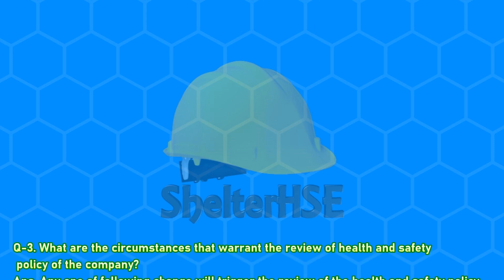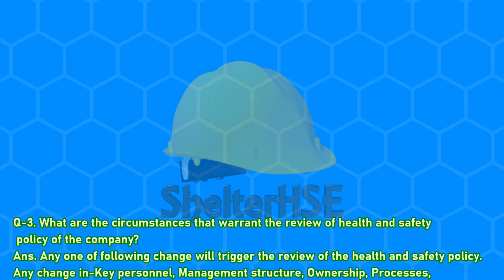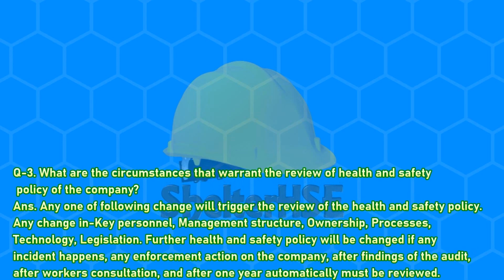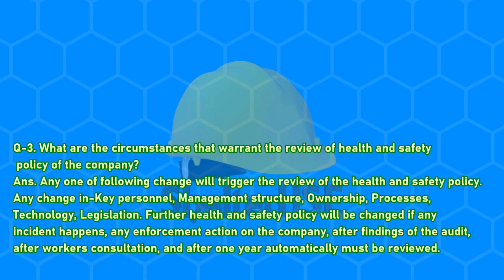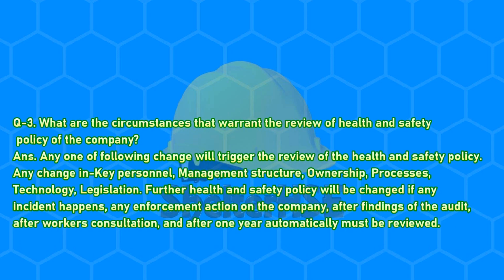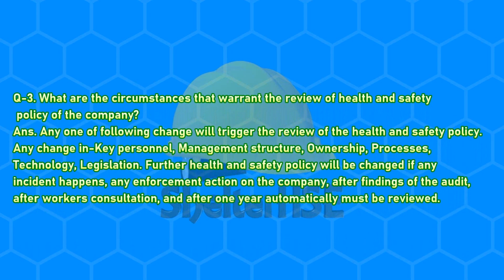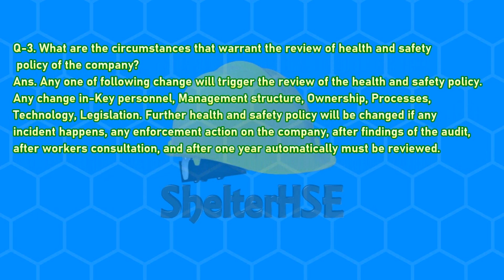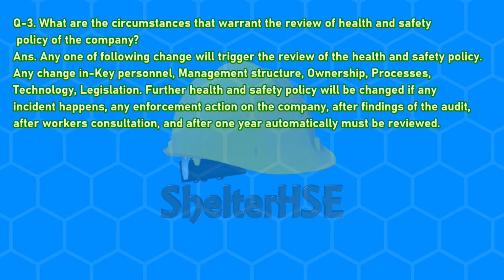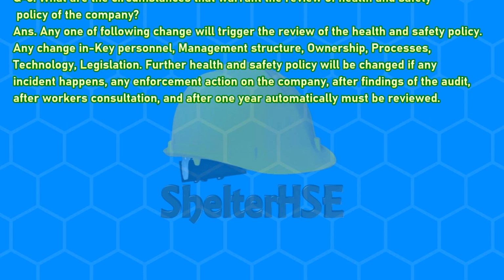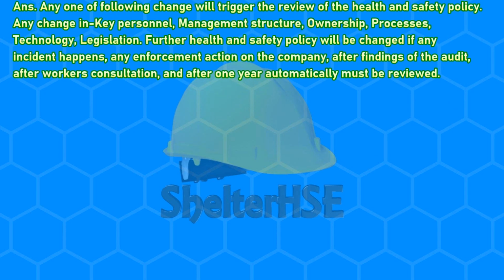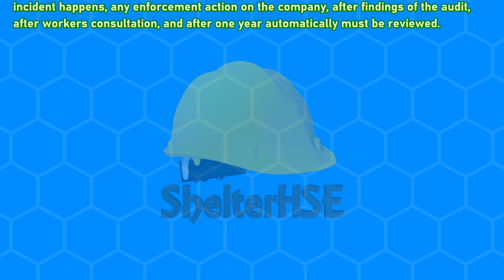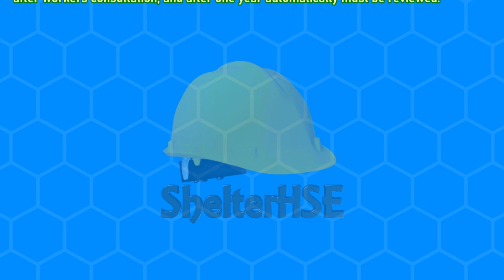Q3. What are the circumstances that warrant the review of the health and safety policy of the company? Any one of the following changes will trigger the review of the health and safety policy: any change in key personnel, management structure, ownership, processes, technology, legislation. Further, the policy will be reviewed if any incident happens, any enforcement action on the company, after findings of the audit, after workers' consultation, and after 1 year it must automatically be reviewed.